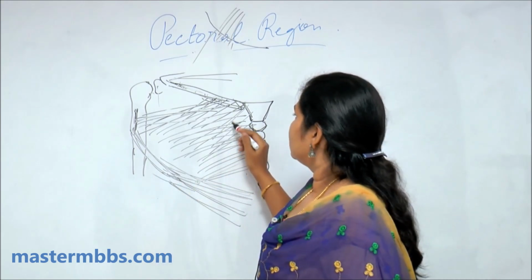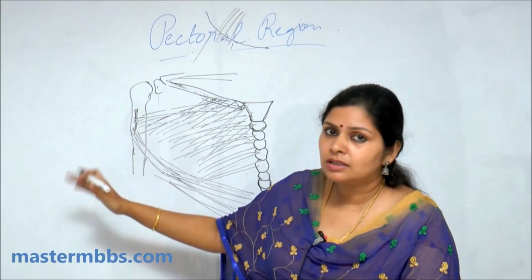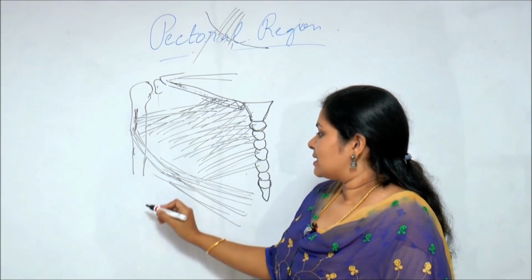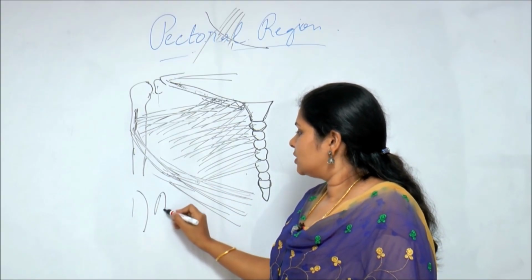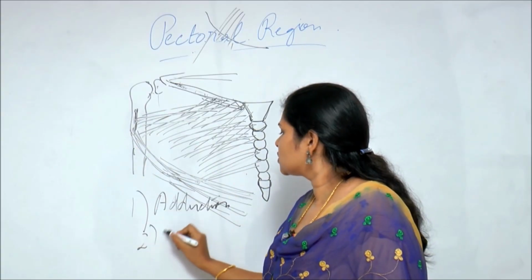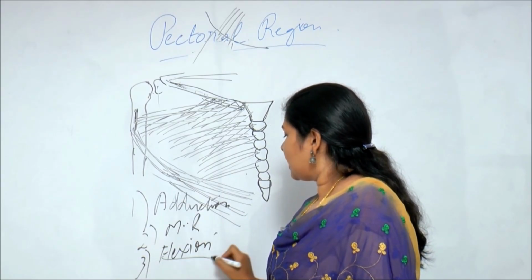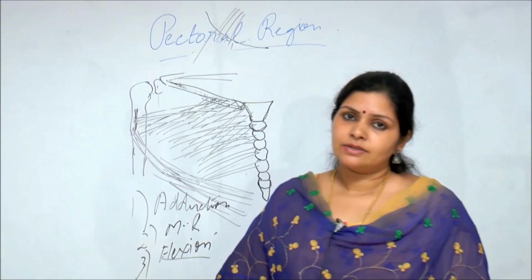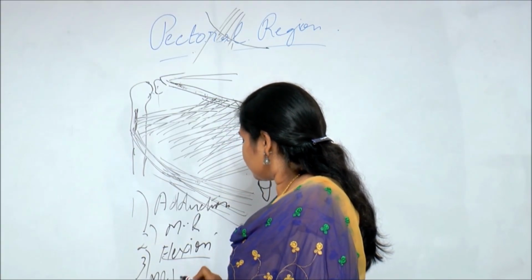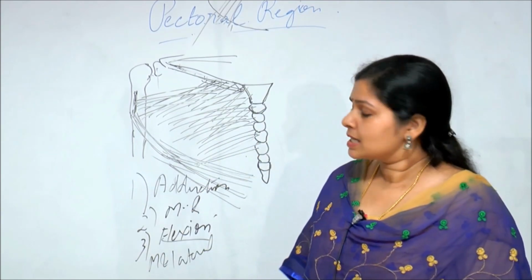So, what will be the action? Naturally, some of the fibers are coming from the axial skeleton and being inserted onto the humerus. So, what will be the action of these muscles? Action will be naturally adduction, because these fibers will pull the upper limb towards the center. Adduction, medial rotation and flexion. And what is the nerve supply? The nerve supply is both the medial and lateral pectoral nerves. So, with this we finish with the first muscle, that is the pectoralis major.